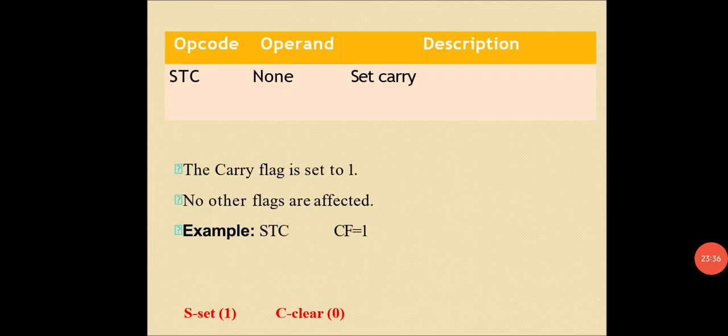So in this way we have completed the third type, that is the logical instruction group. In the next lecture we are going to study the other two types, that is branching operation and machine control operation instructions.